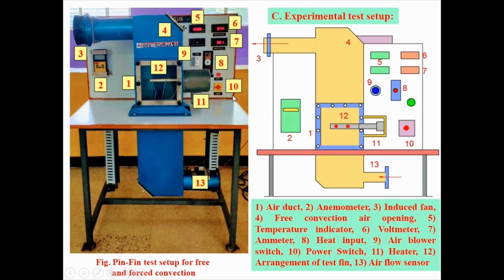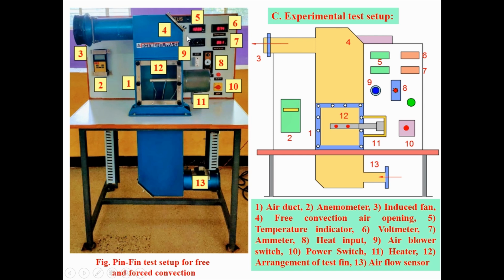This is our experimental setup that we have in our laboratory. First I will name the parts of the experimental setup. First one is the air duct, second is anemometer, third is the induced fan, fourth is the air outlet for free convection, fifth is the temperature indicator, sixth is the voltmeter, seventh is the ammeter, eighth is the heat input, ninth is the air blower switch, 10th is the power switch, 11th is the electrical heater, 12th is the aluminum test specimen arrangement, 13th is the airflow sensor. This is about the experimental setup.